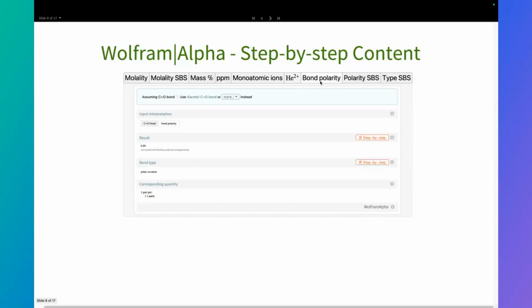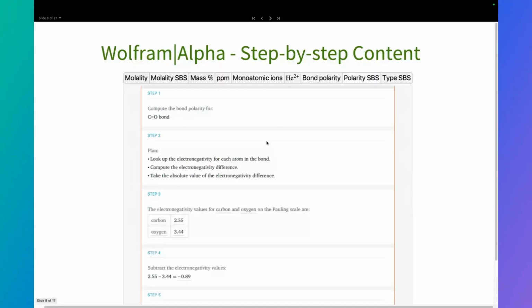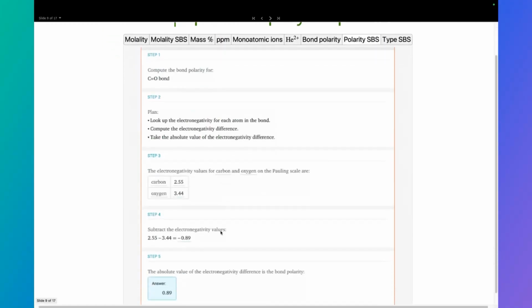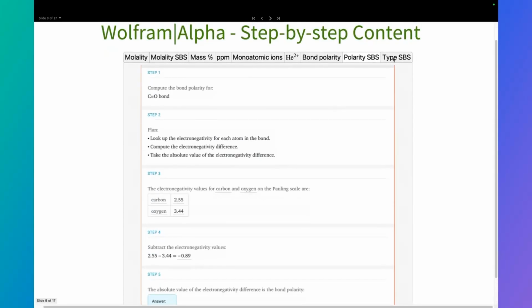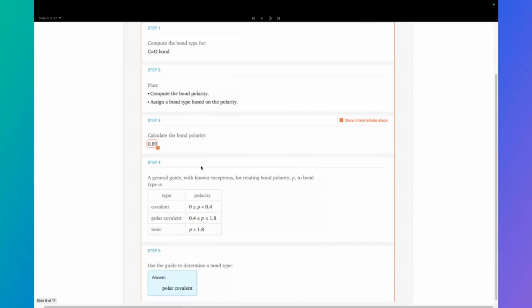So bond polarity is something that's there, and the corresponding bond types. In the bond polarity, this is where you look at the electronegativity of each of the elements in the bond, and then you take the difference in the absolute value of that to give a magnitude of the polarity. And that polarity then allows you to, using a general guide, determine if this is a covalent, polar covalent, or ionic bond. Those are the three primary types of bonds that one can have.